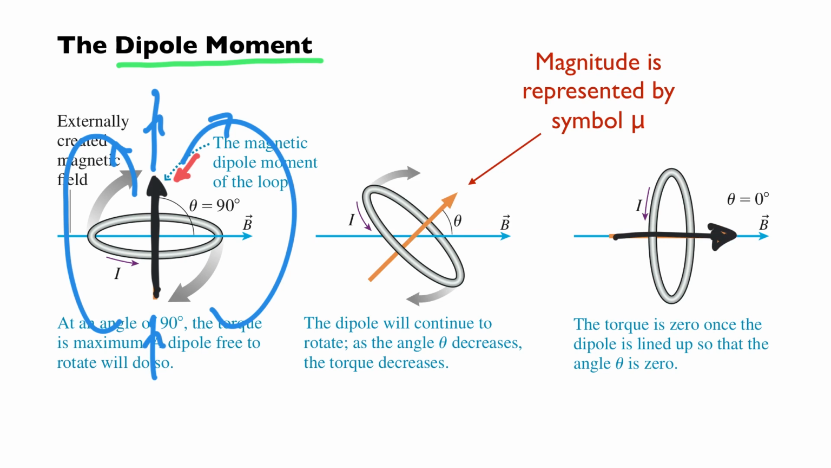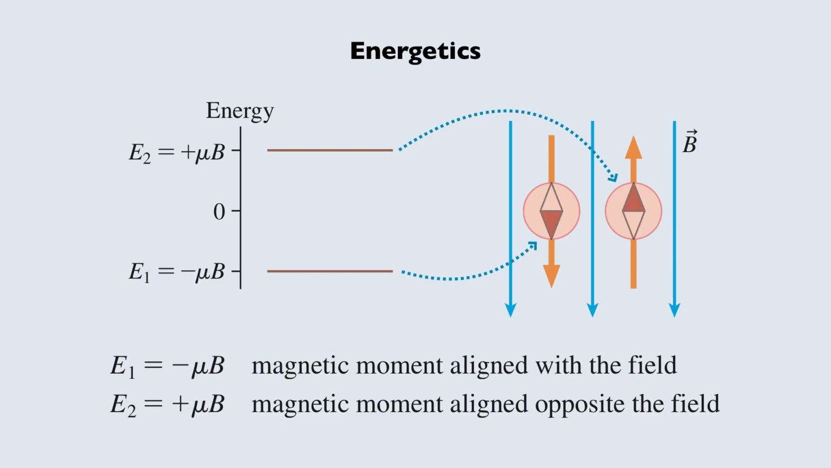The magnitude of the dipole moment I represent by the symbol mu, and I bring that up for this reason. If you have a dipole and a field, and the dipole is lined up with the field, like in this situation here, that's lower energy than if it's lined up opposite the field right here. And so you can have different possible energy states. With the dipole lined up with the field, the energy is negative mu times B.